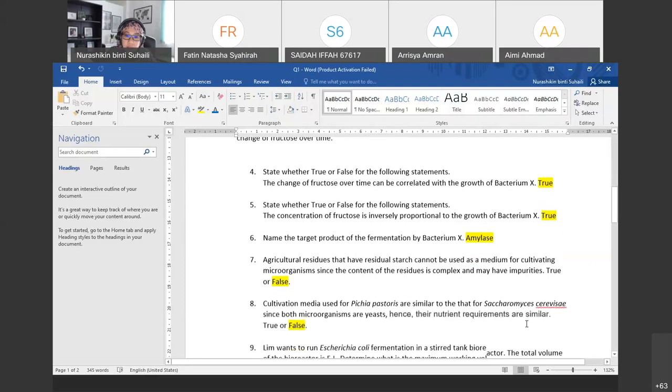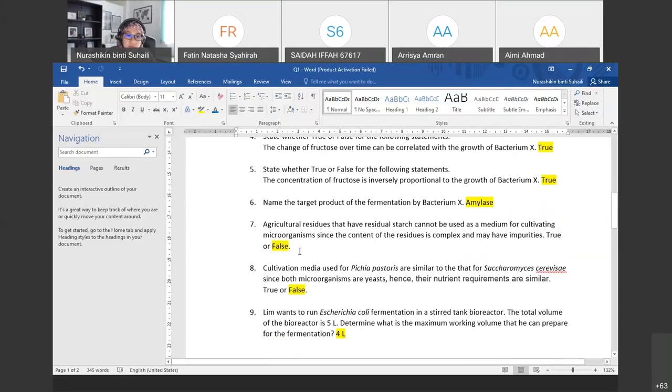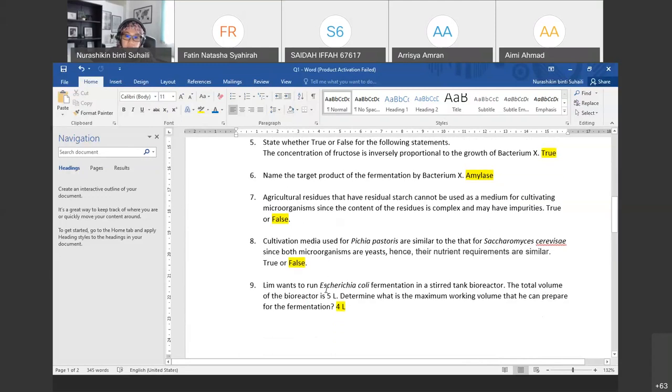Okay. And in fact, the research in the past 20 years is going into using agricultural waste as a substrate, as a feedstock, in order to reduce the cost of the fermentation. Question number 8, cultivation media used for feature pastures. Any questions so far? You guys can see what I explained here, right?